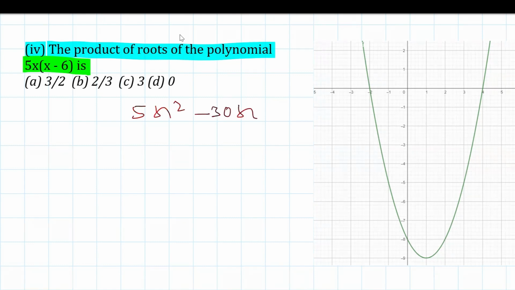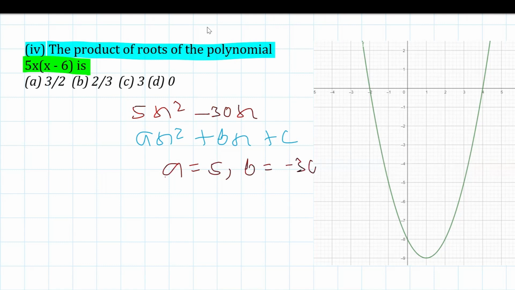Minus 30x. Am I right? Yeah. 5 into 6 is 30. Now, if I write the polynomial in the standard form, and what is the standard form? This is ax squared plus b times x plus c. Now, comparing these two, what I can say, a is 5, right? A is 5 over here, and b is what? B is negative 30, and c is 0. As you can see, there is no c, so c is 0.